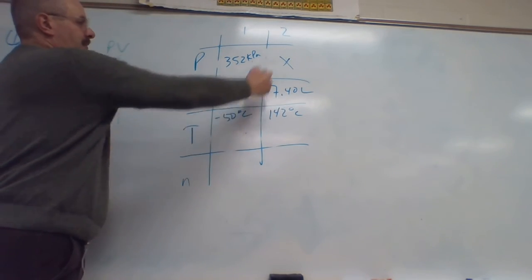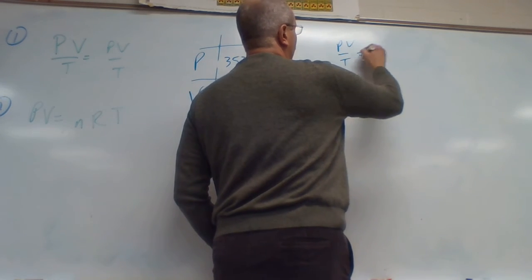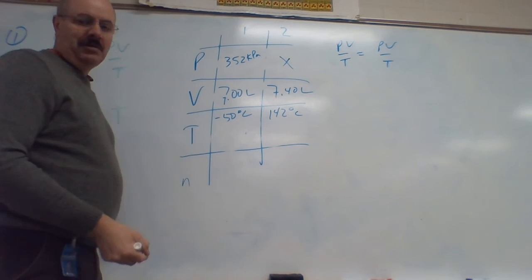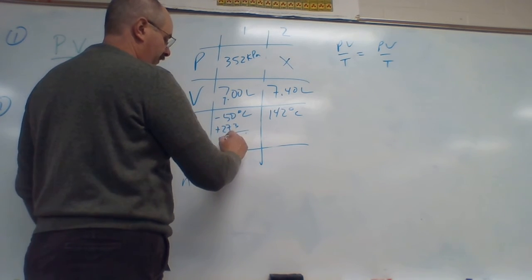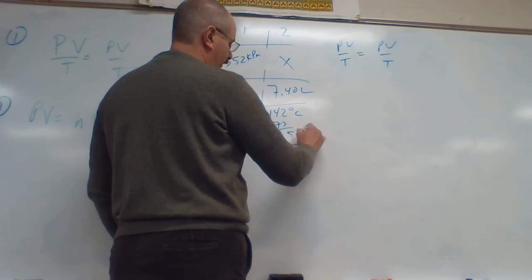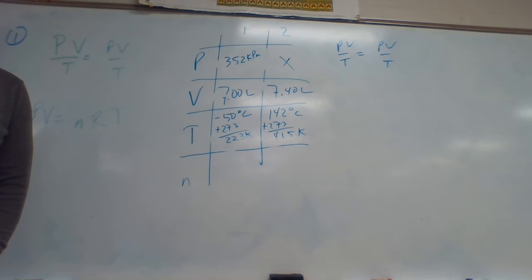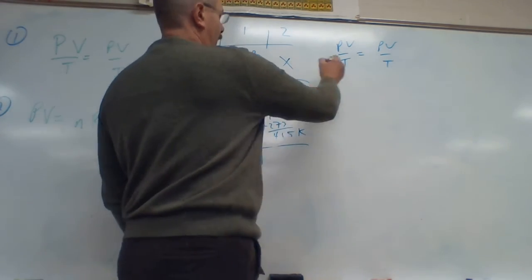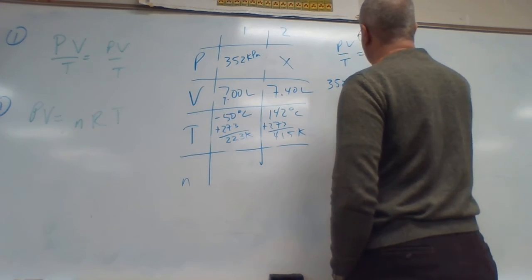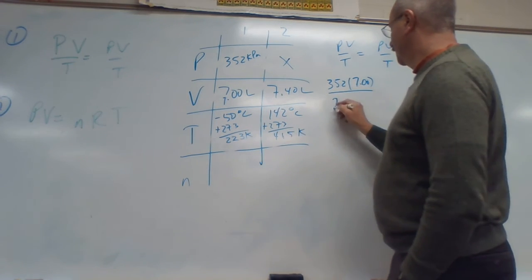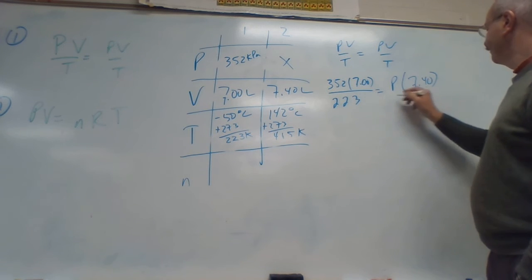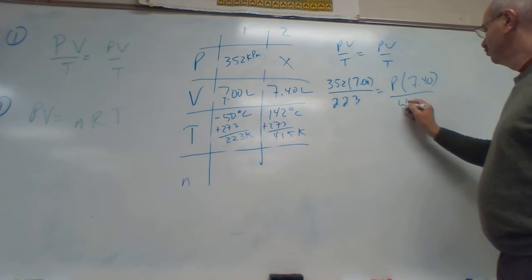Now we still have pressure, volume, temperature, so we are still using PV over T equals PV over T. We're going to use all 3 of them because we have all 3 of them. I do have to change my temperatures to Kelvin. So add 273, so this is 223 Kelvin. Add 273, so that's 415 Kelvin. Make sure, yep, okay. So I'm going to put these things in, going side number 1 here: 352 times the volume, which is 7.00, divided by my temperature of 223, equals, now do side number 2. We have pressure, that's X, times volume 7.40, divided by my temperature, 415.